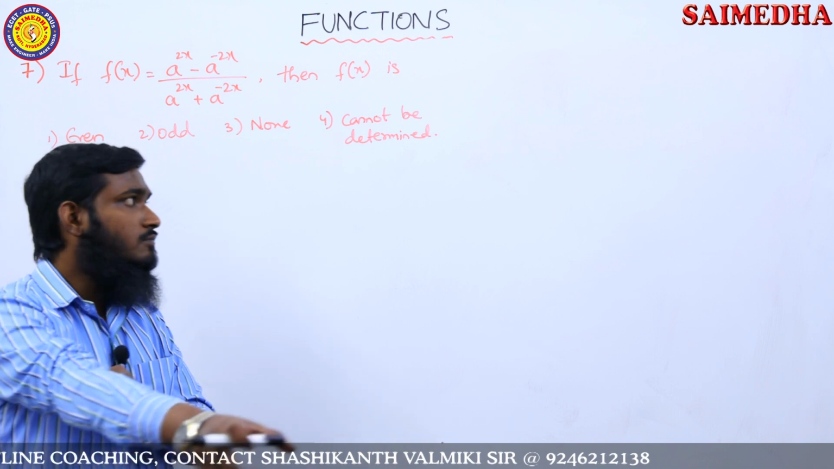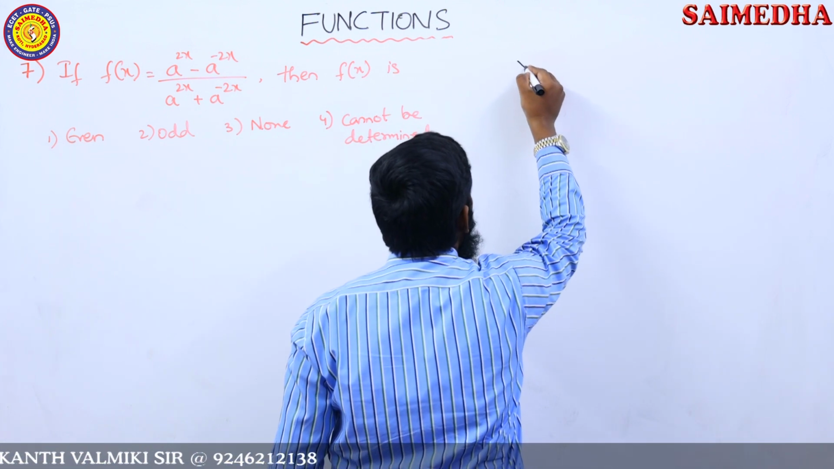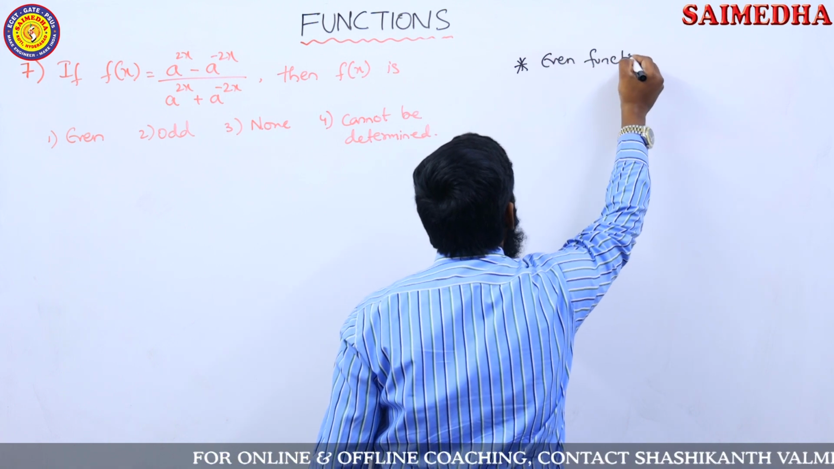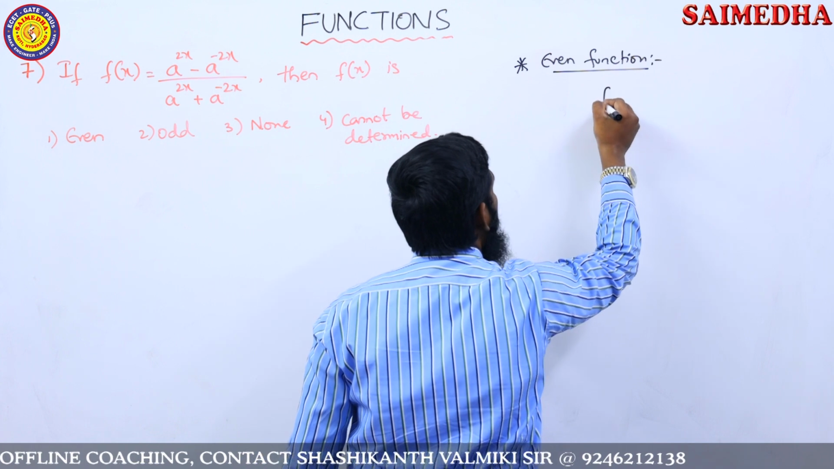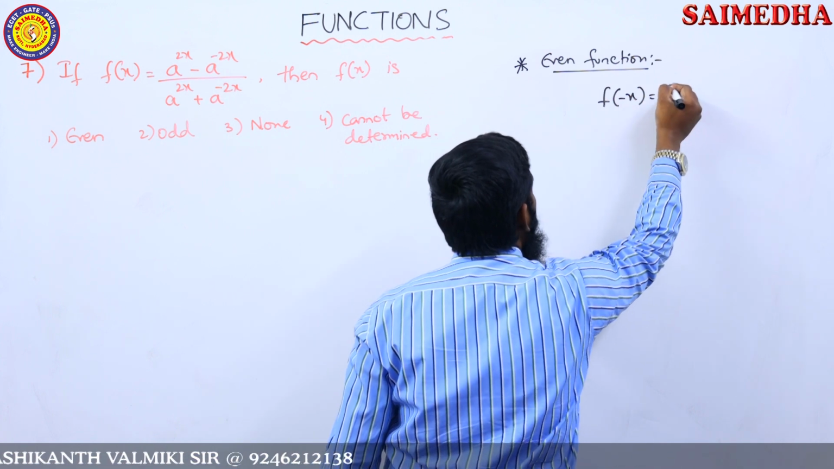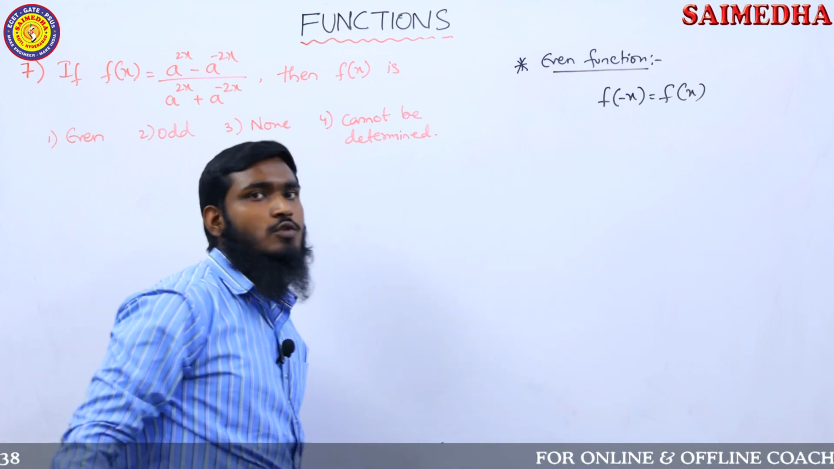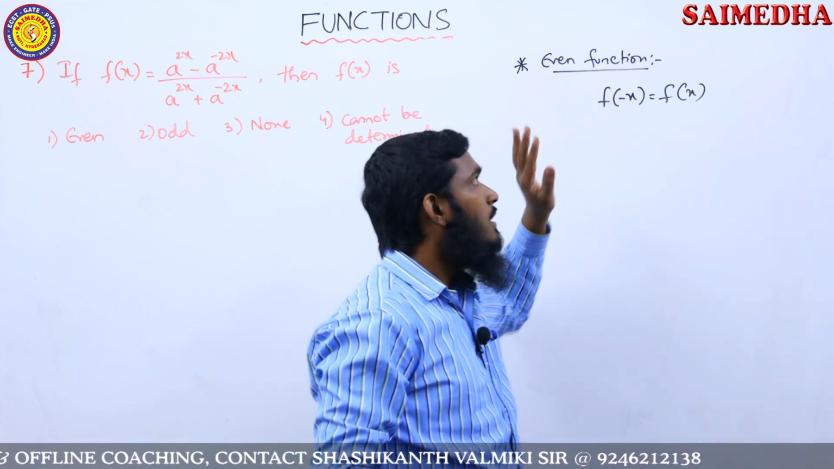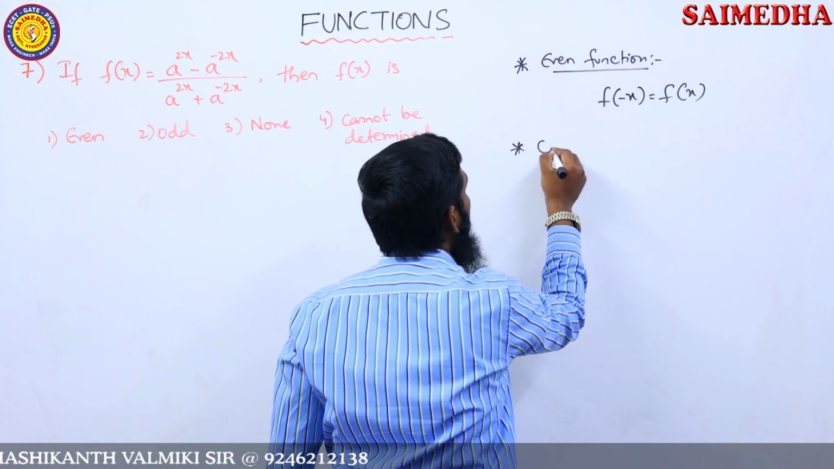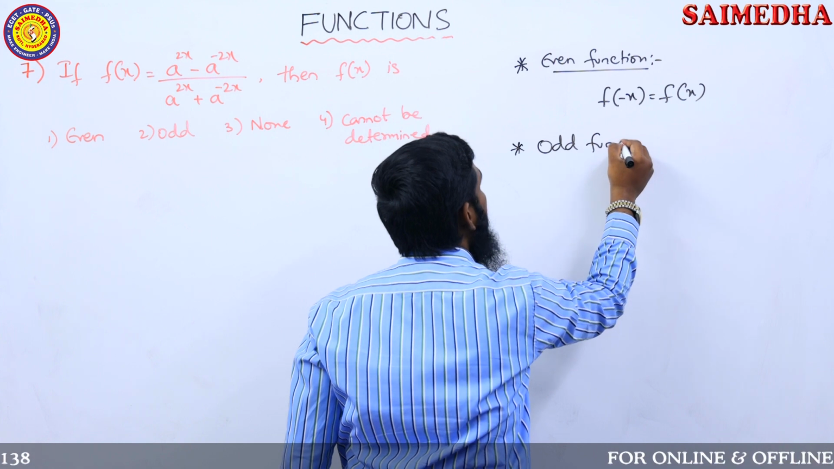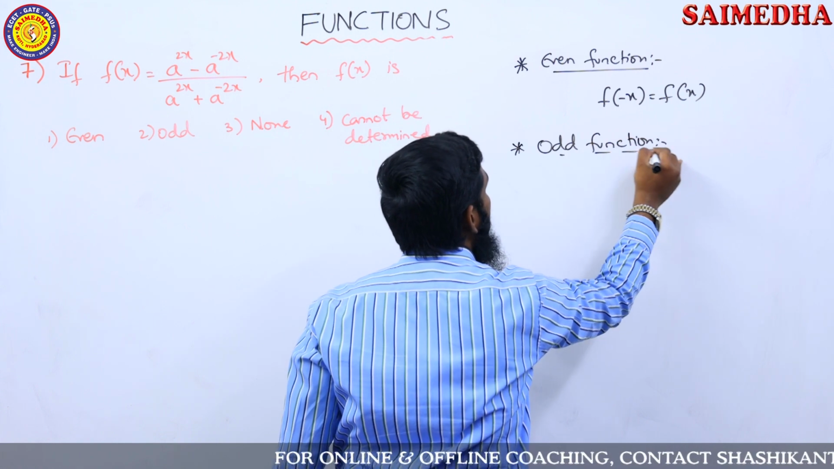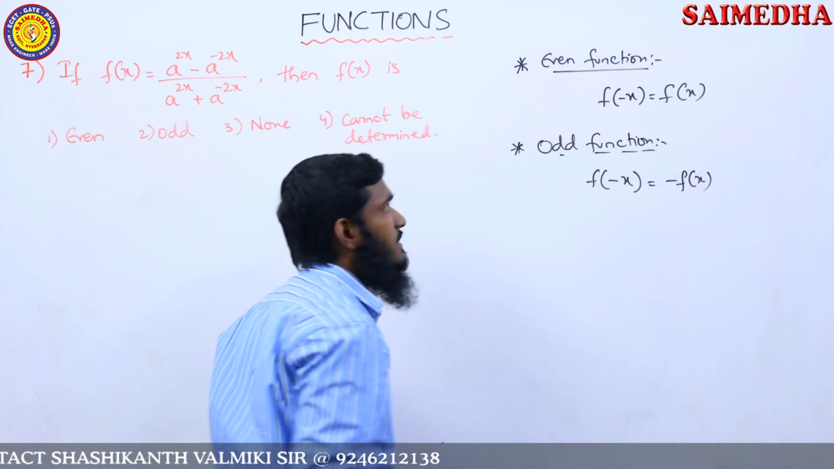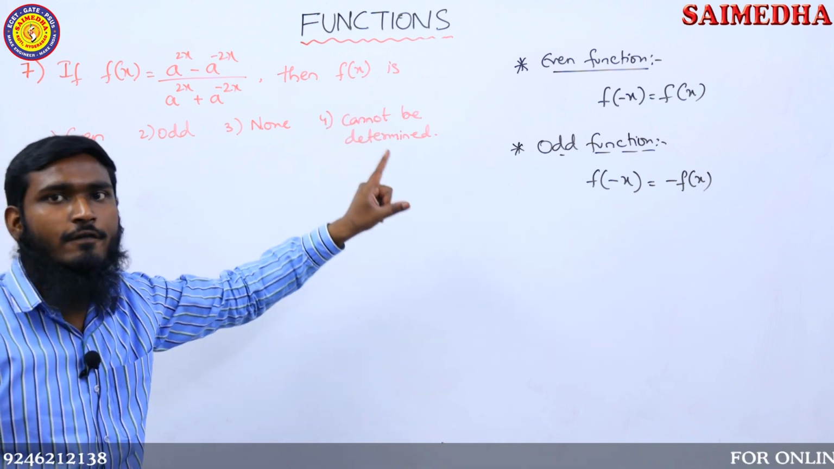What is that condition? A function is said to be even if f of minus x equals f of x. So what is the condition for an even function? F of minus x equals f of x. Now what is the second condition? Second means odd function. What is the condition for an odd function? F of minus x equals minus of f of x. So these are the two conditions related to even function and odd function.